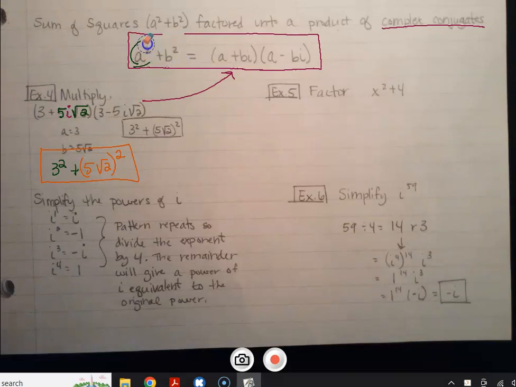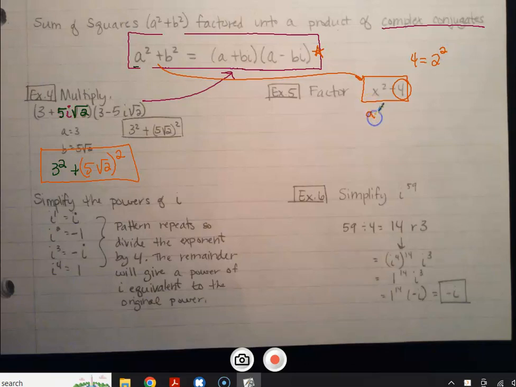In example 5, it's different than that. Okay, in example 5, we're given the sum of the squares, this part, and we have to factor it into the last part. So we still need to know what our a is and what our b is. Okay, so 4 is a perfect square. So what number is that squared? 4 is equal to 2 squared.